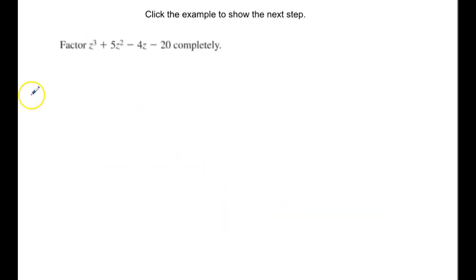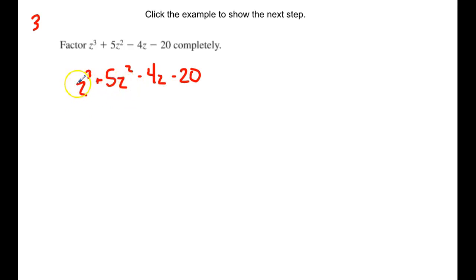So now we're going to be factoring by grouping. This is example number 3. You'll see here I have a larger polynomial. I have 4 different terms in my polynomial, so here I'm going to be grouping things. Okay, so I'm going to just rewrite it here: z cubed plus 5z squared minus 4z minus 20. There's not something common that I can take out of every term, so I can't start there.